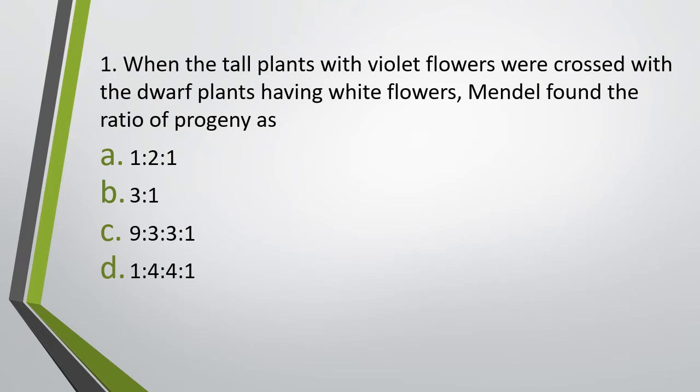The correct answer is option C, that is 9:3:3:1. This is an example of a dihybrid cross, where two features are being studied together: tall or short, and violet or white colored flowers.